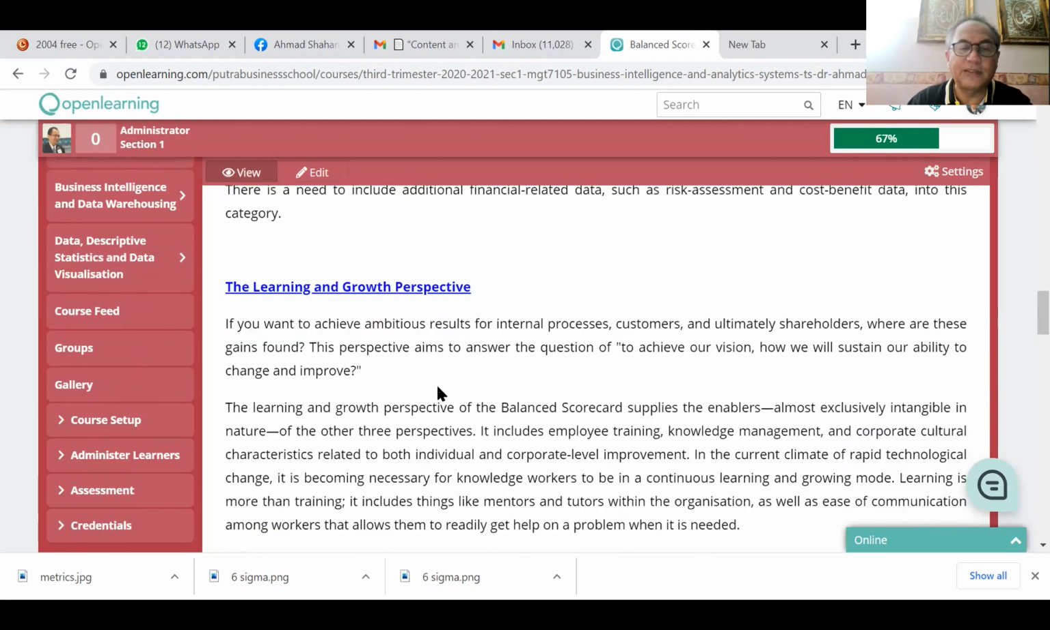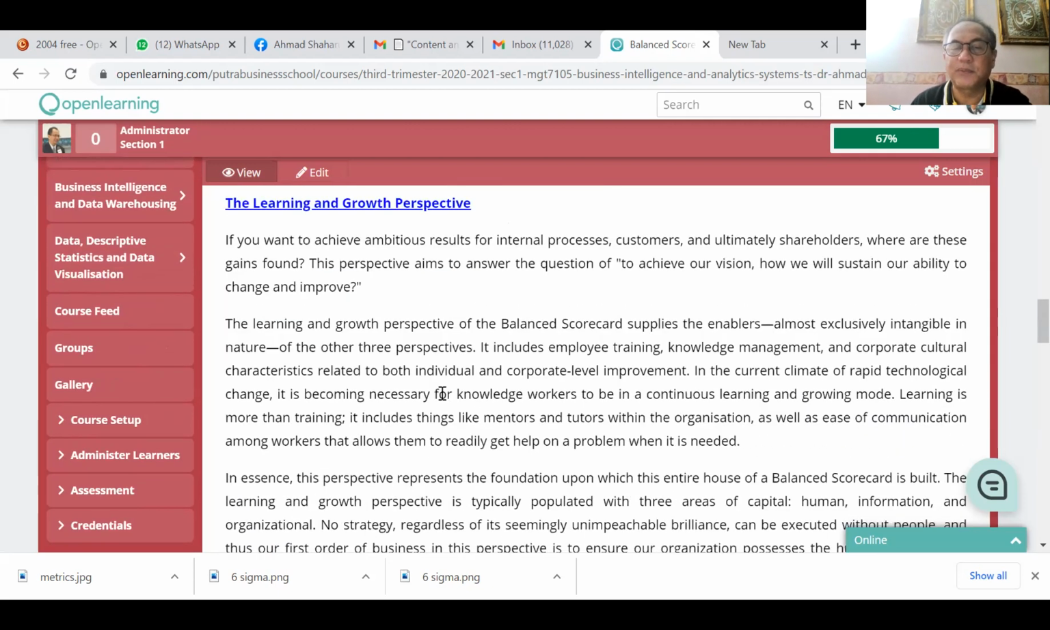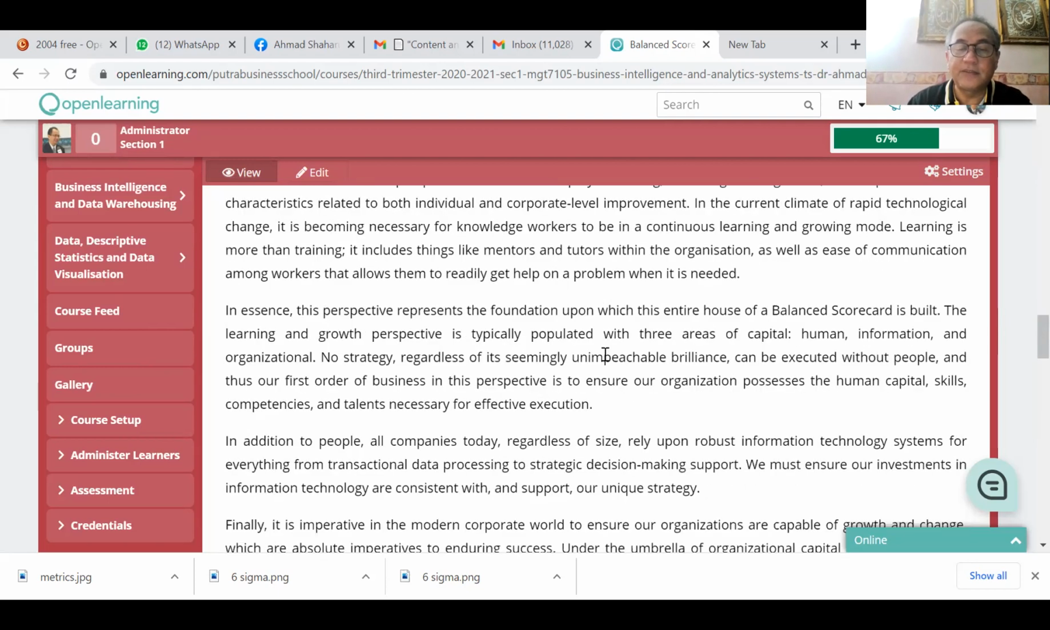And the next is the learning and growth perspective. In order to achieve our vision, how do we sustain our ability? So we look into the enablers: employee training, knowledge management, corporate cultural characteristics. So you have your good corporate cultural characteristics, you have knowledge management, you have employee training. So that is the essence for this part.